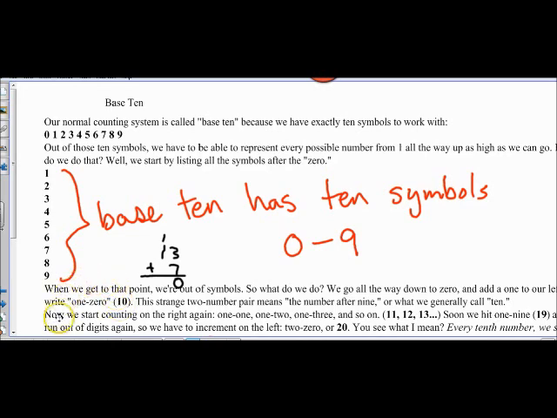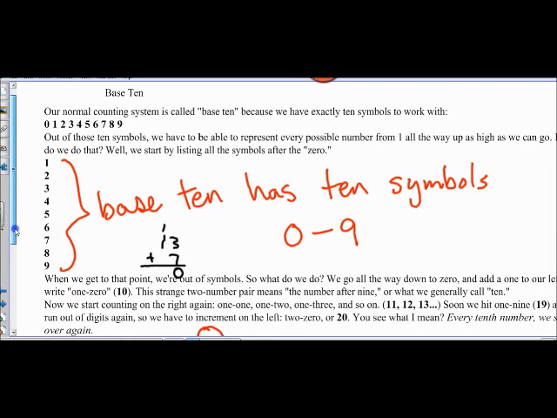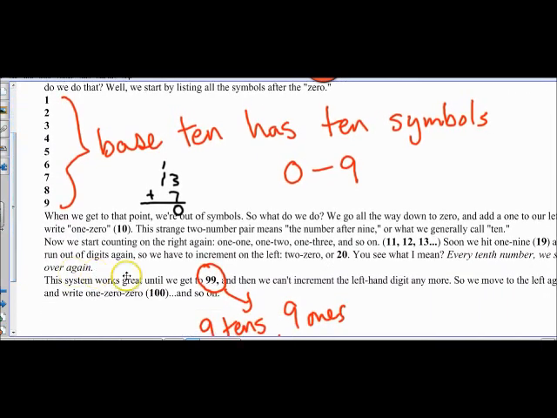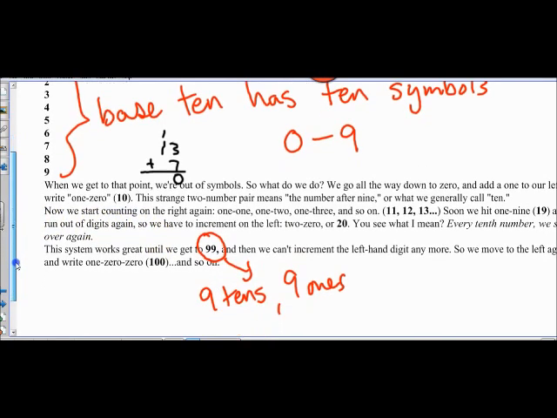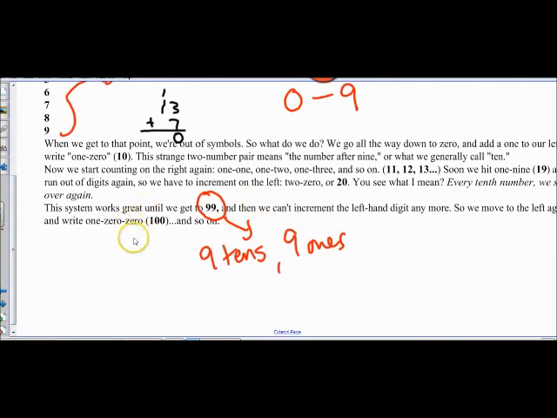We can get all the way up to 19, and then that becomes 20, but it's 2 10s and no 1s. So every 10th number we start over again. And then when we count all the way up to 99, we know that we're out of 10s and 1s, so we need to move over to the next column, the hundreds place. So we have 100, no 10s and no 1s.